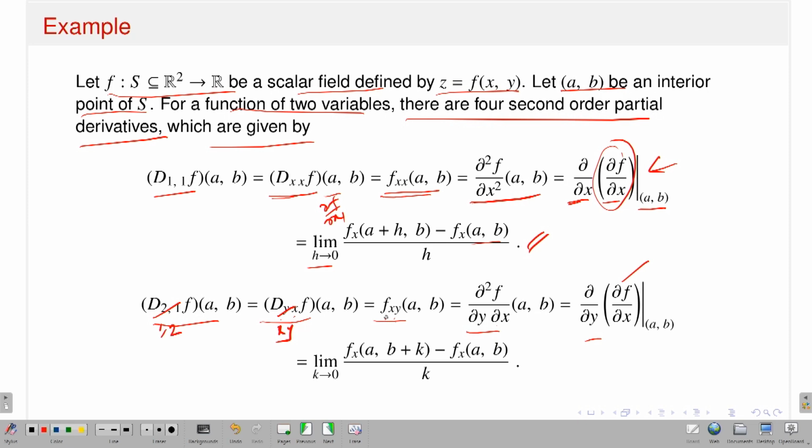Which is very near to f x. So, first perform the partial derivative with respect to x variable and then y. Similarly, here x is near to d, first perform with x and then y. So, this is the best way to understand this symbol. First you perform the partial derivative with respect to x variable and then with respect to y variable. And what is the definition? This is the definition. Limit k approaches 0, del f del x at a comma b plus k minus f x of a b divided by k.